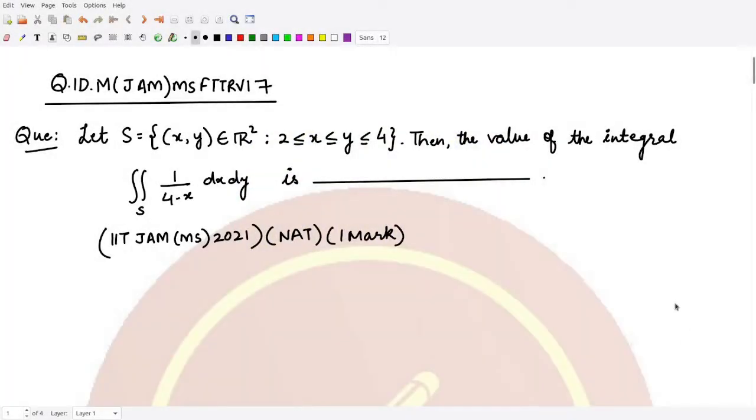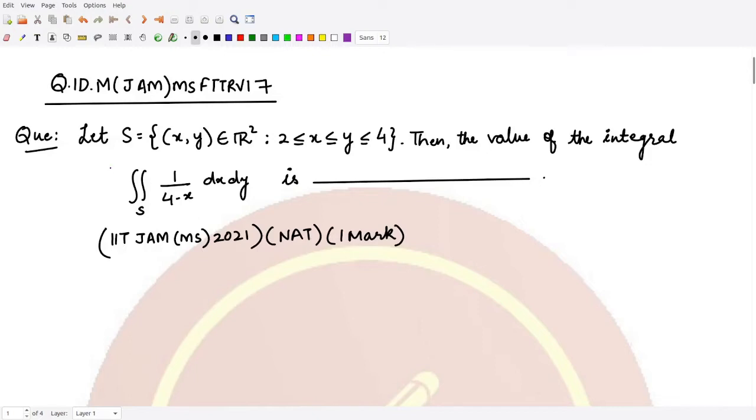Hello everyone, welcome to this video. In this video we'll be going to solve another question from function of 2 or 3 real variables. This question has been taken from IIT-JAM Mathematical Statistics 2021 question paper. This is a numerical answer type question and it is of 1 mark.